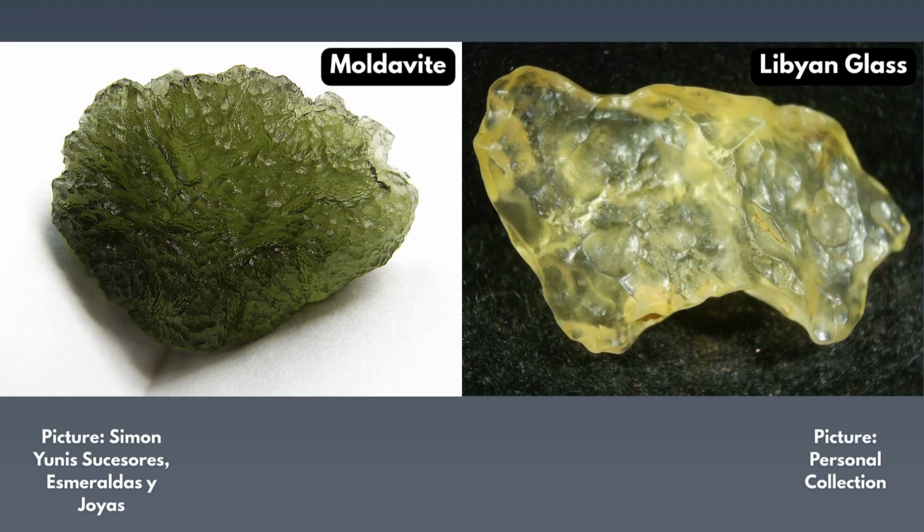So here we have a moldavite, which is a tektite, and Libyan glass, which is a fulgurite. As you can see, they both have that kind of glassy thing going on, and it's because they're both formed from silica-rich material melting and then cooling again, so it's kind of similar to obsidian, how that's a volcanic glass. These are basically like that, but they're not formed from volcanic activity, they're formed from meteors and lightning. So, pretty darn cool.